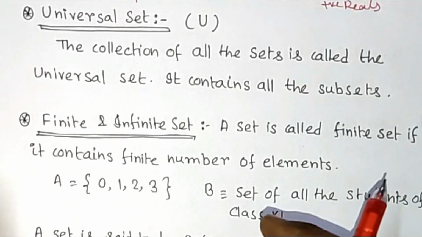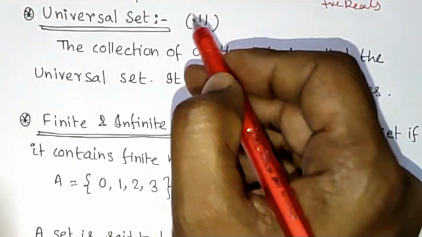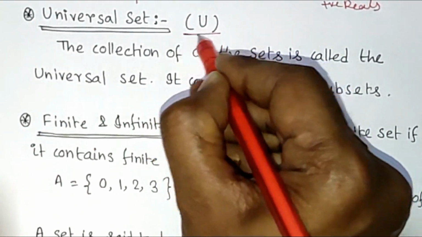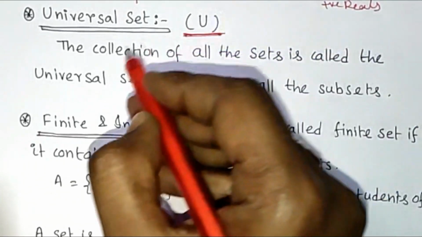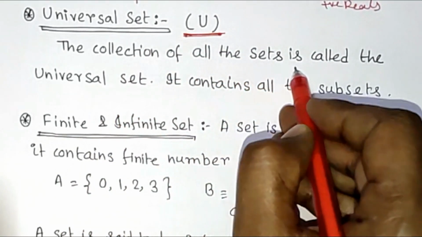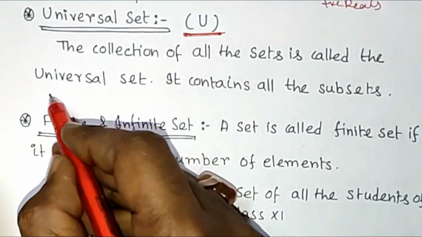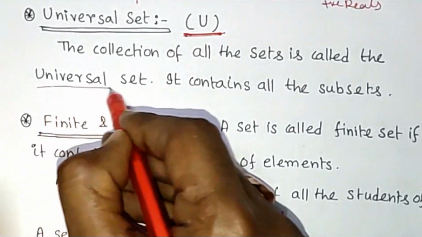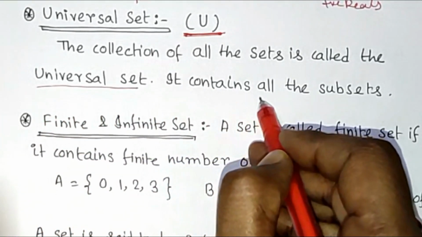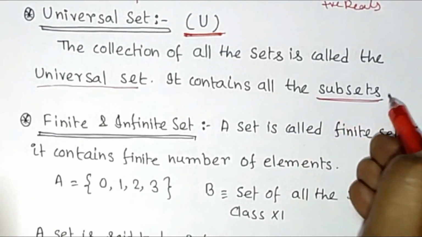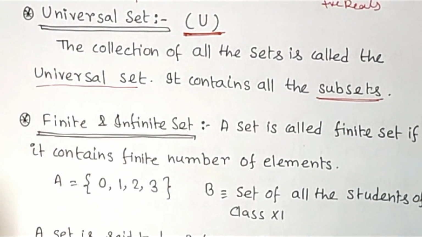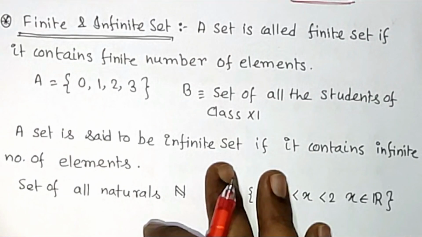Moving on to the next section, the universal set. The universal set is denoted by capital U. The collection of all sets is called the universal set. It consists of all the subsets. We'll discuss the subset later, then you can understand what the universal set is. Just remember, the universal set consists of all the subsets.